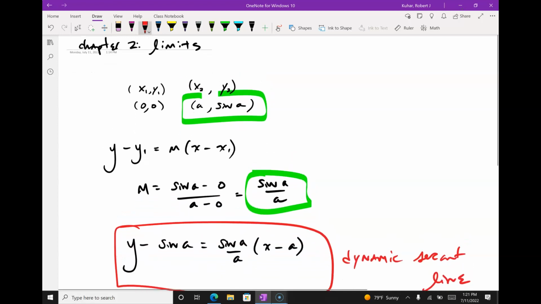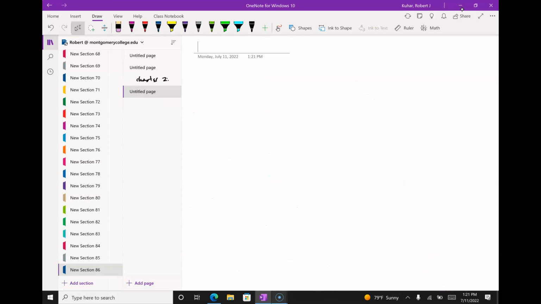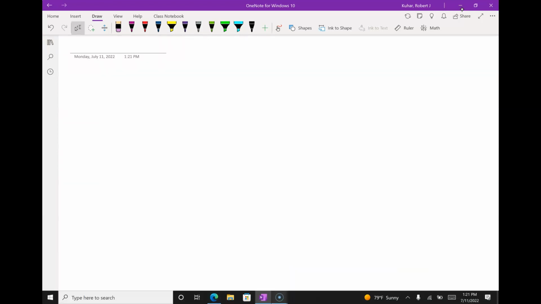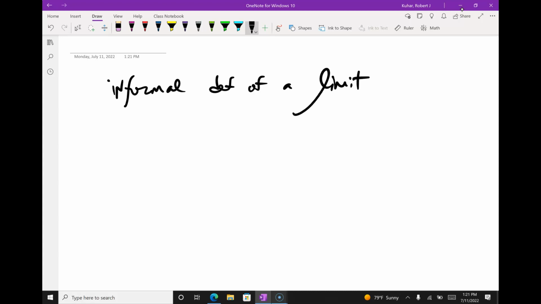So we're talking about limits here, okay? We'll first talk about an informal definition of a limit. So our informal definition of a limit is simply a predictable height of a function.